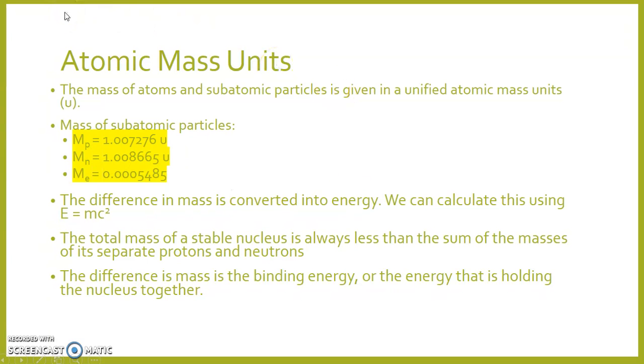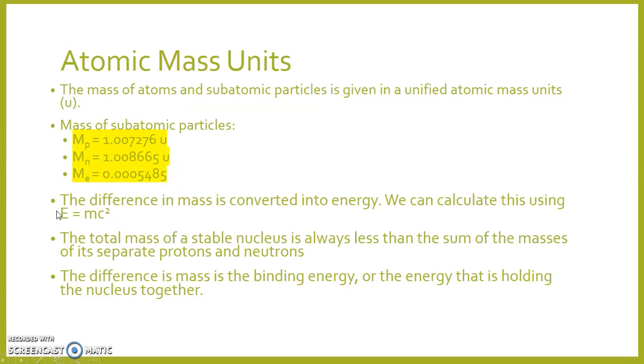The atomic mass units. These are some numbers that you probably would like to write down on your formula sheet or memorize if you don't use a formula sheet. The mass of atoms and subatomic particles is given in unified atomic mass units, represented by the unit U. So here are the masses of the subatomic particles. The mass of a proton is 1.007276 U. The mass of a neutron is 1.008665 U. And the mass of an electron is 0.0005485 U.